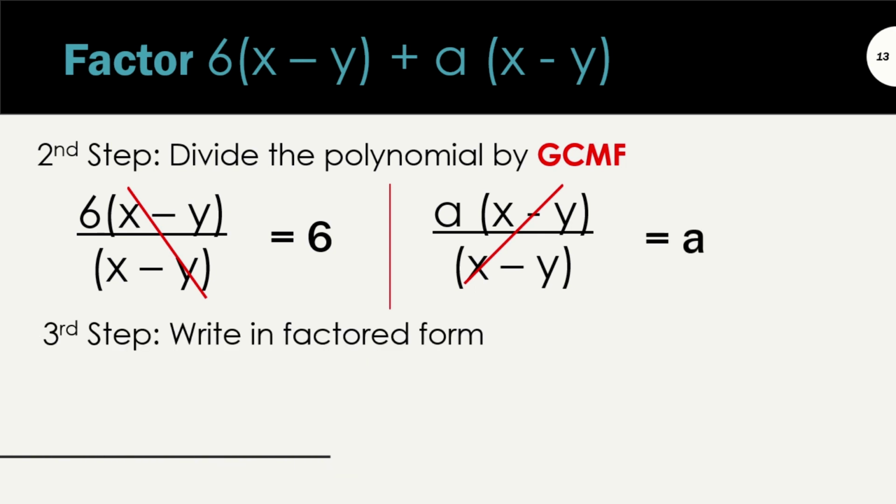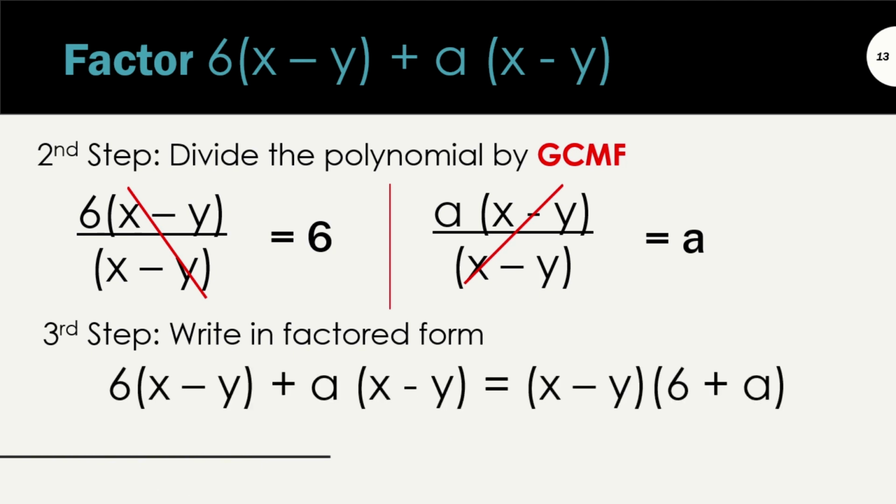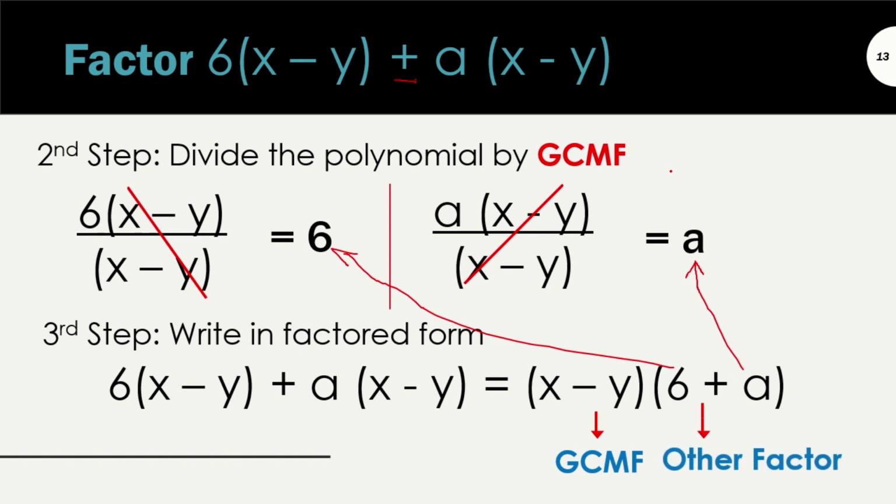So, for our last step, write in factored form. So, here we have x minus y being the GCMF. Then, we have 6 plus a being the other factor. Yung 6, kinuha natin dito sa quotient ng first term, while a, kinuha natin sa quotient ng second term. So, ang tawag natin ngayon sa kanya is the other factor.